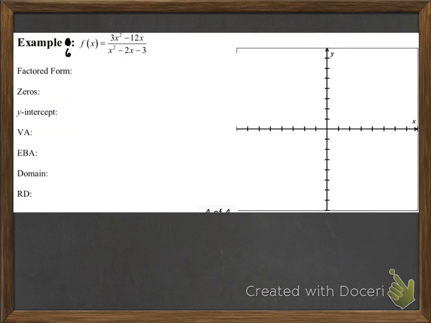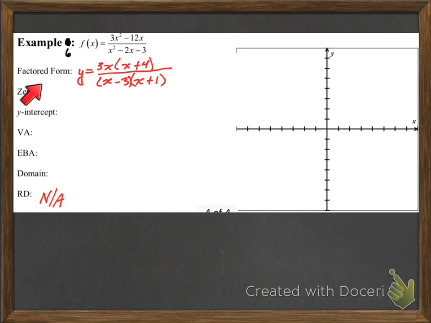All right, this is the last one we're going to go through here. And so factoring the numerator, the GCF of 3x can be taken out, leaving us with x plus 4. And then your denominator factors to x minus 3 times x plus 1. Once again, we do not have any factors that cancel, so there is no removable discontinuity.